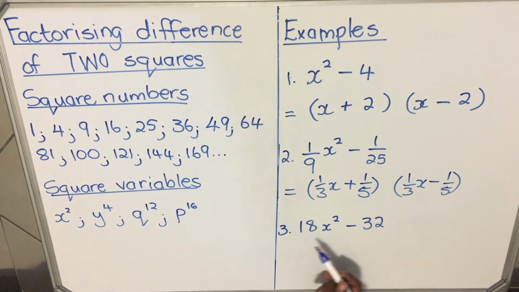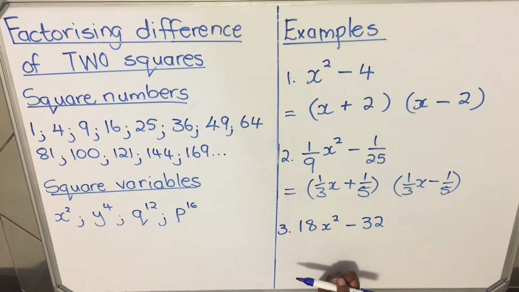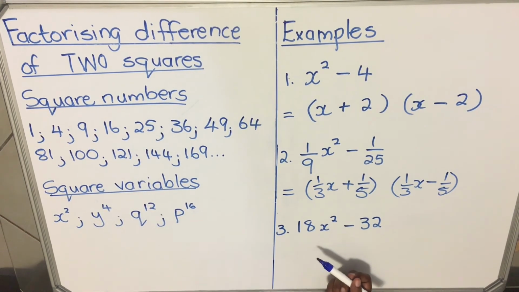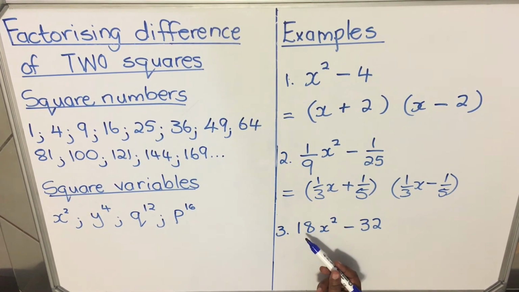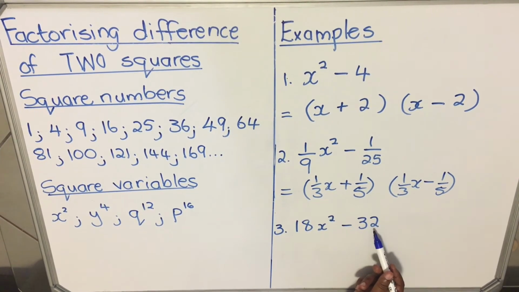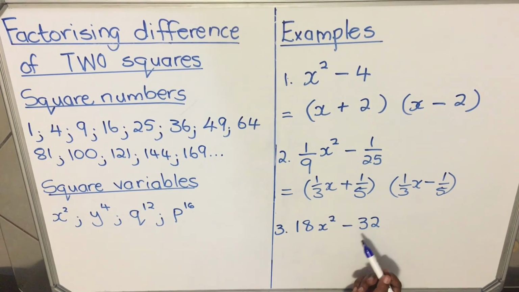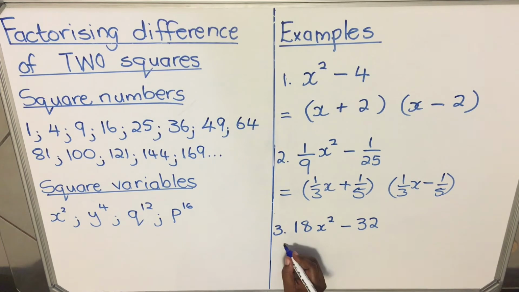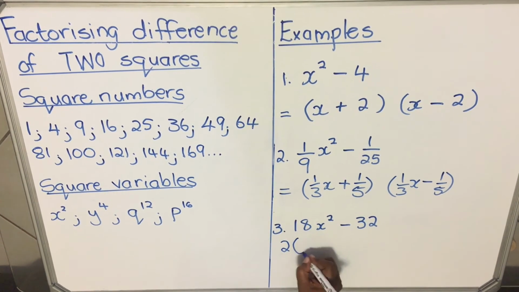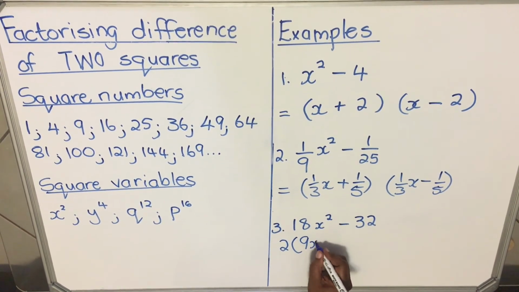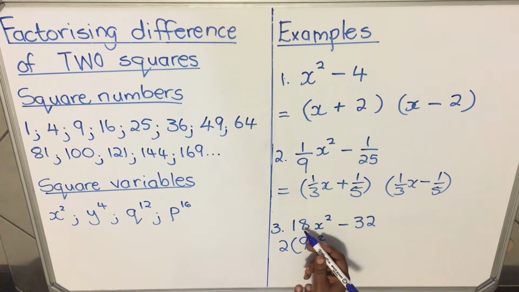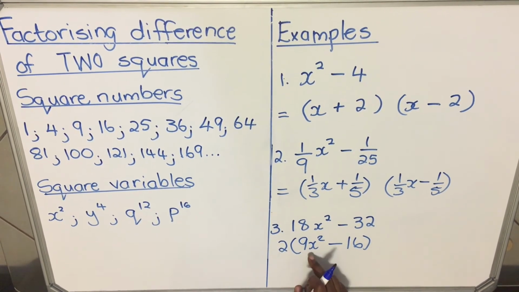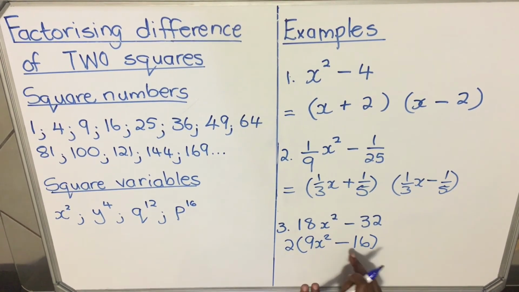Now with our third example, 18 is not a perfect square. It's not a square number. You see from our list, there's no number that you multiply by itself and get 18. 32 as well is not a square number. But these two numbers have a common factor of 2. So if I take out 2, I'll be left with 9x squared, since 2 times 9 is 18, and then this one is 16. Now, 9x squared minus 16.